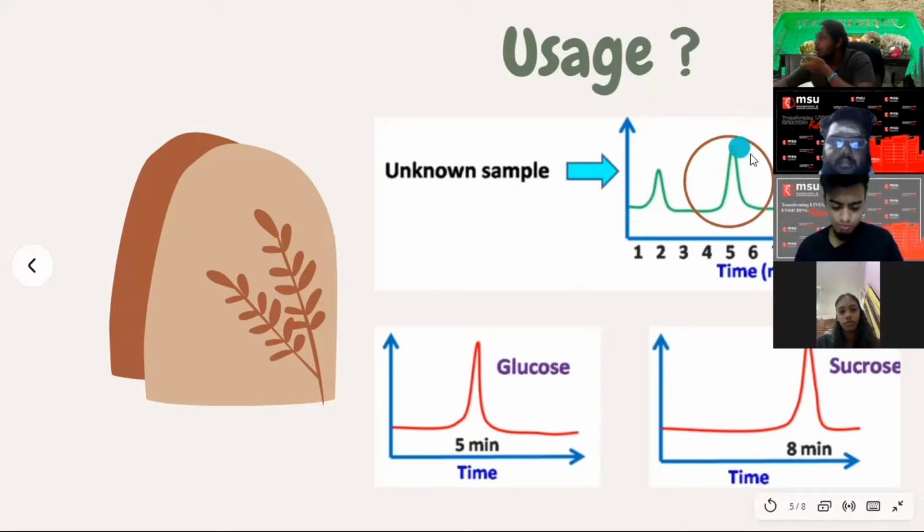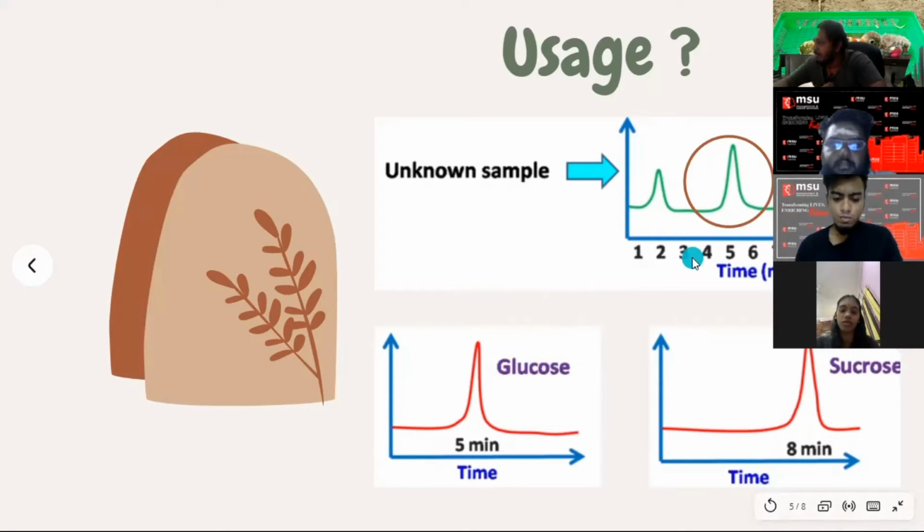So there are a lot of peaks, a lot of components present in the sample. Basically this graph shows 3 peaks, so there are 3 components present in the sample. What we're going to do here, by using this standard and this sample, is determine the presence of either glucose or sucrose.